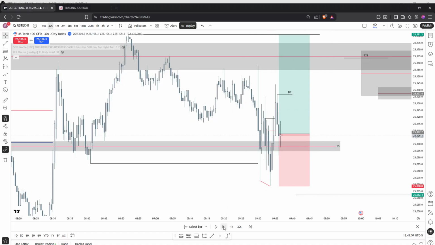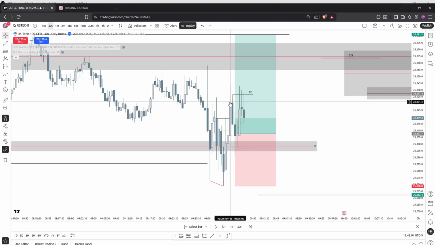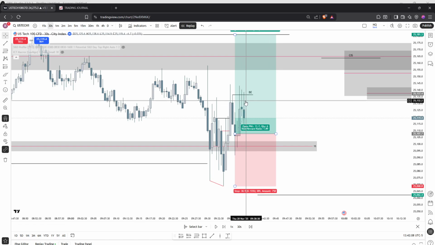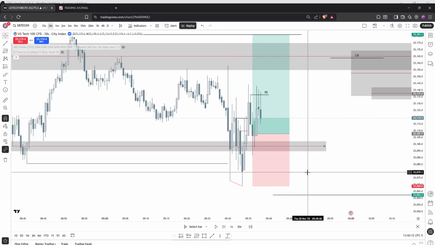Okay, so the market started rejecting here, and boom. As the market came here, I had put my stop loss to break even. See, we are getting all the candle closures below this, which does guarantee that the market wants to go lower to gather all the sell side liquidity available.